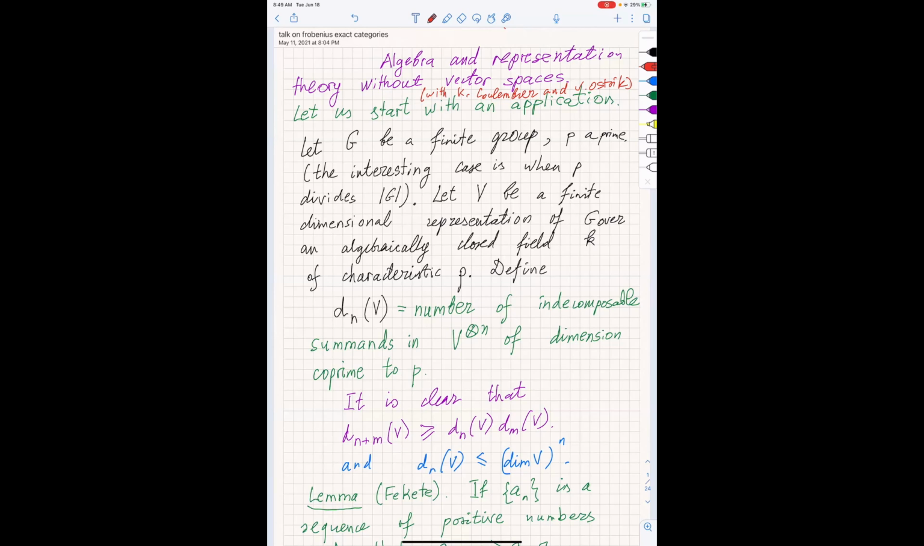So let G be a finite group and p be a prime, where the interesting case is when p divides the order of the group. And so let V be a finite-dimensional representation of this group over some algebraically closed field k. And the interesting case is when the field has positive characteristic, and the characteristic divides the order of the group.